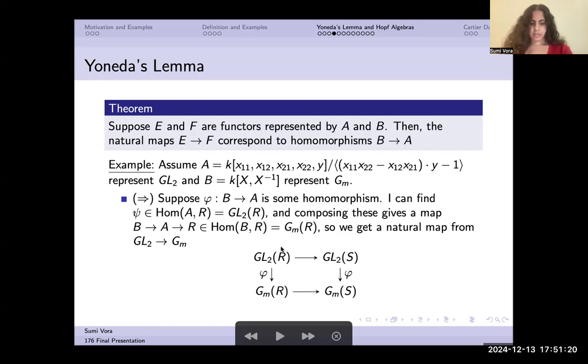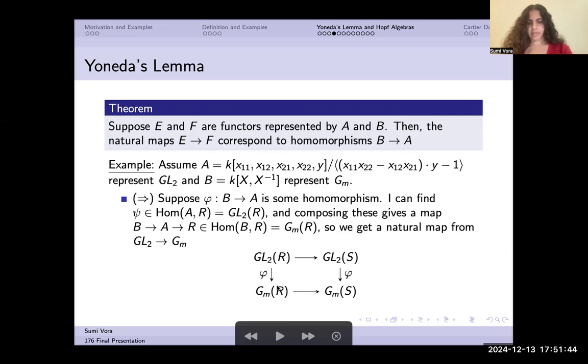And this basically gives us the natural map, because GM and GL2 are functors. So if there's a homomorphism from R to S, then it induces a well-defined homomorphism from GL2R to GL2S, and same with G sub MR and G sub MS.